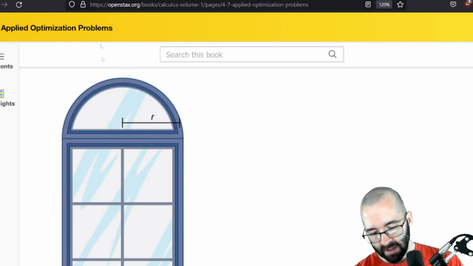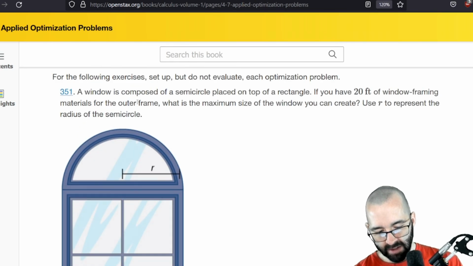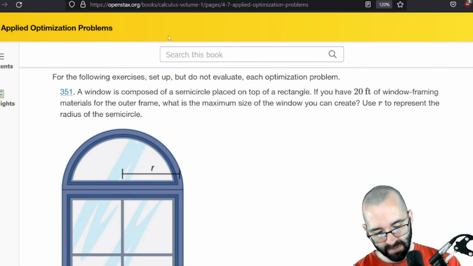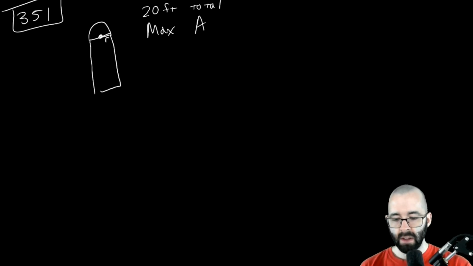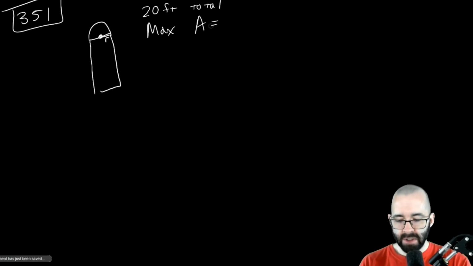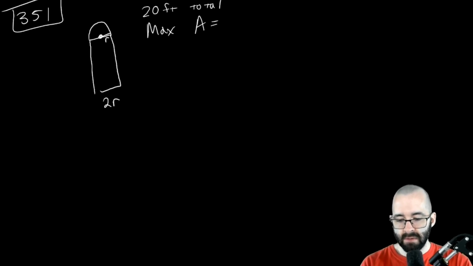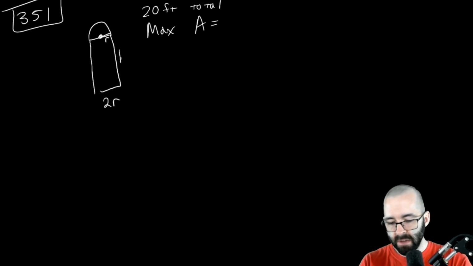I think that's the only thing too important. 20 feet of window framing. We want to maximize the area of the window. So what is this area? Just the area of the rectangle, which is a base of 2r times the height, which we don't know. That's the area of the rectangle.